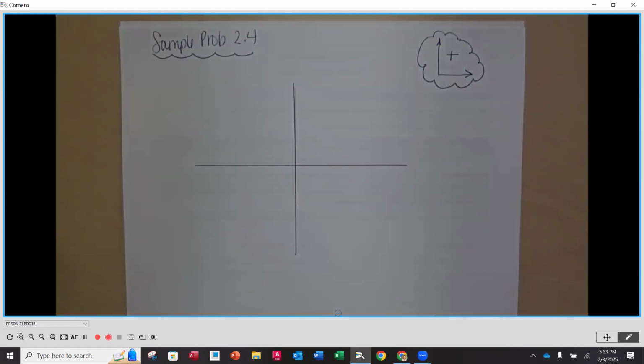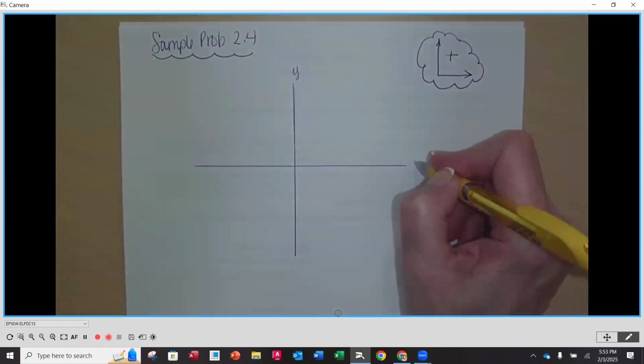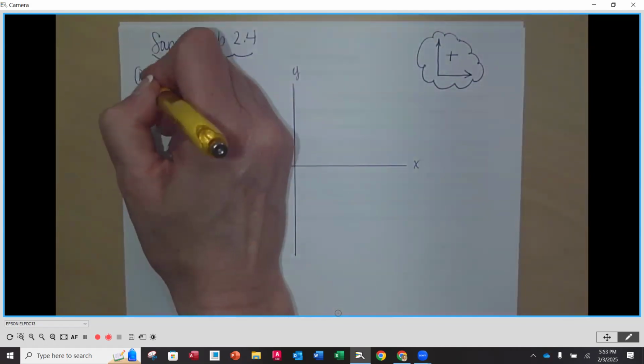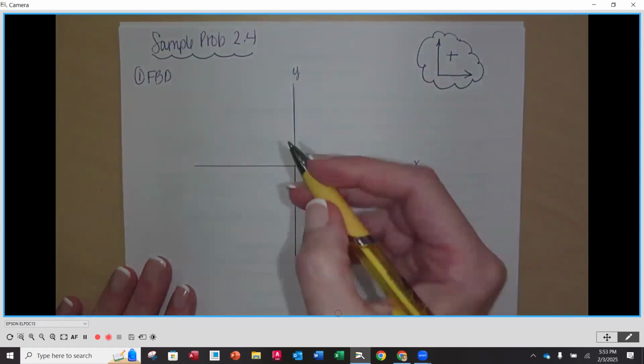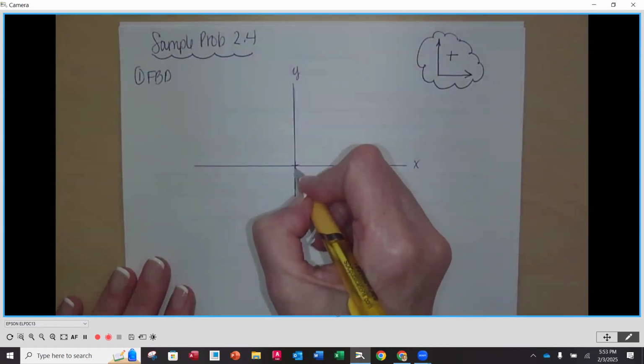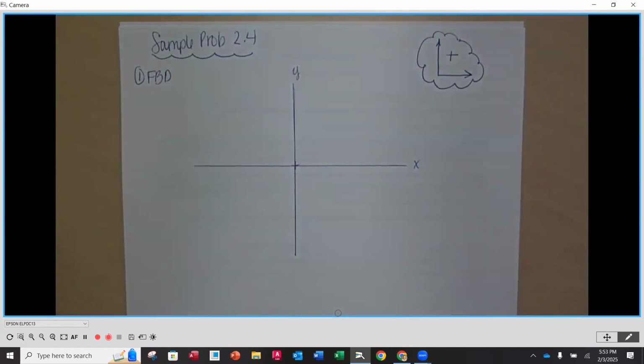Okay. This is going to be my positive Y. It's going to be positive X. And this is going to be step 1, free body diagram, FBD. Now we're going to draw, the middle here is going to be point A. I'm not going to label that point A. That's going to be kind of assumed, just because there's not going to be room to put A there. So we're just going to leave it. And the center of that is going to be our point A.